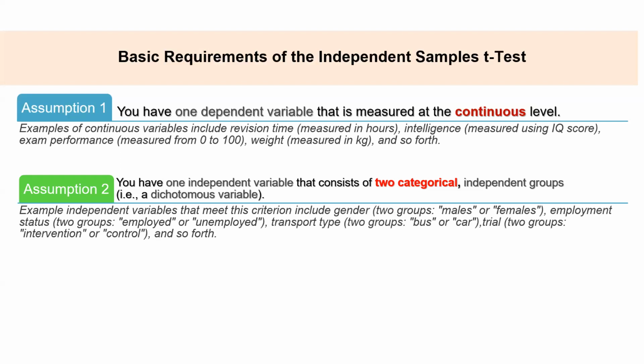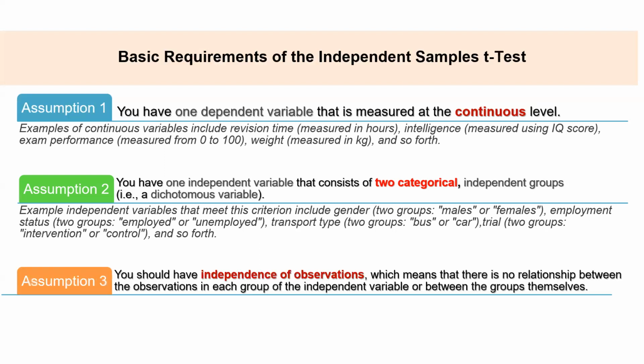Example independent variables that meet this criterion could include gender or sex. The two groups could be males or females. Employment status, for example, it could either be employed or unemployed. For the transport type, let's say two groups, those who ride the bus or those who ride cars. Or let's say trial, the two groups: the first one is intervention and the other one is your control group, and many more.